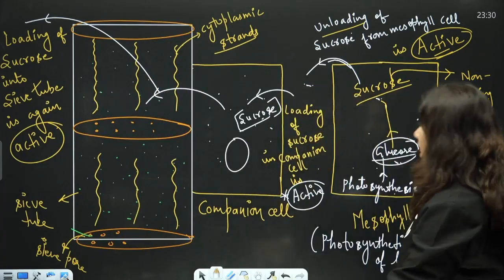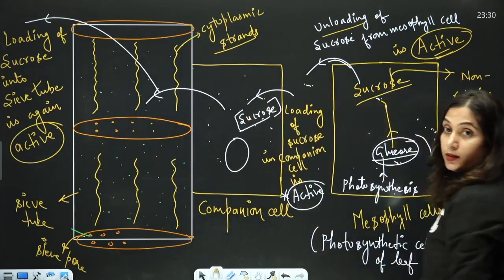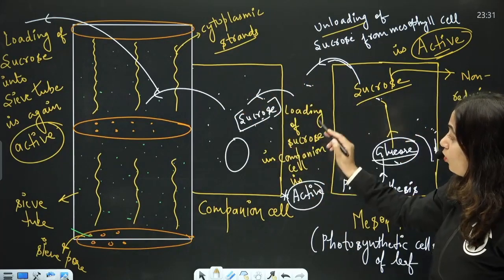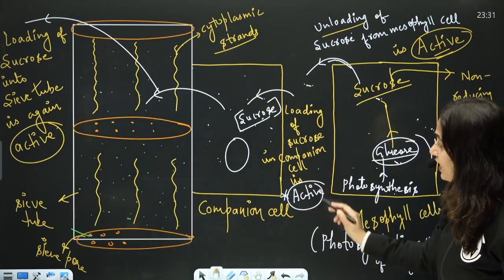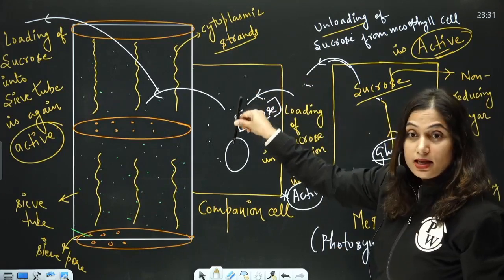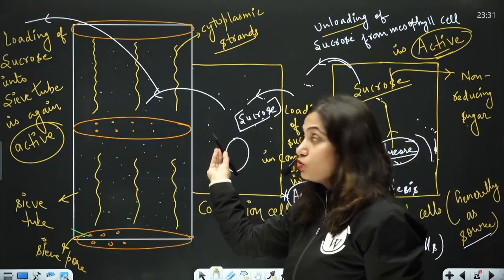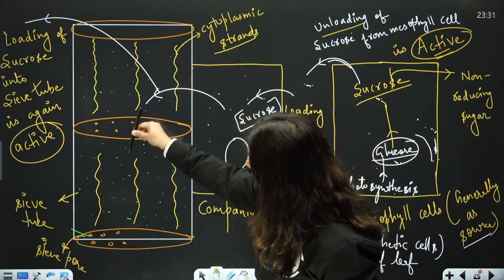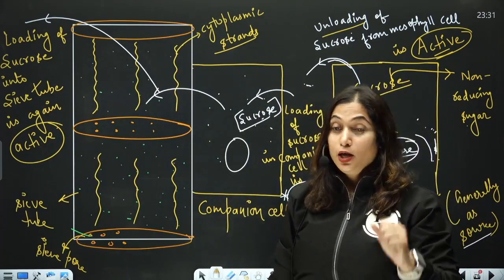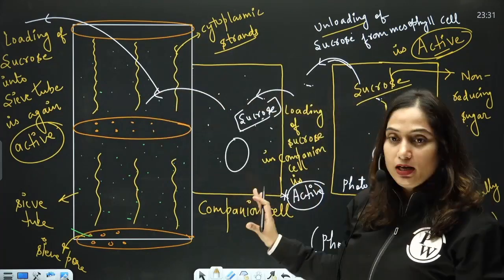Clear? Now this sucrose will load into the companion cell, and the loading of sucrose into the companion cell is again active. When this sucrose comes into the companion cell, this will be active, needs energy. Then from here, this sucrose will be loaded into the sieve tube. And again, this is active. Loading of sucrose into the sieve tube is active. Are you clear with this now? Up till here, it is clear.